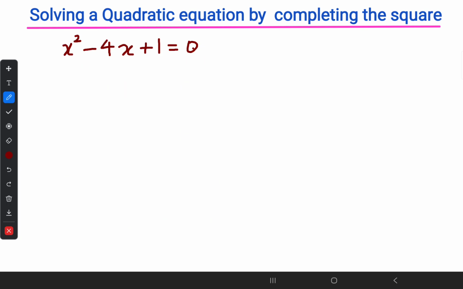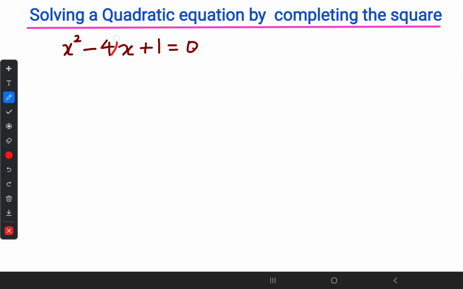So in the given quadratic equation, the coefficient of x square is already 1. So it is simple to deal with. If not, it is a little complex. Okay, we will discuss those kinds of questions later. So if the coefficient of x square is 1, it is simple to handle the question.